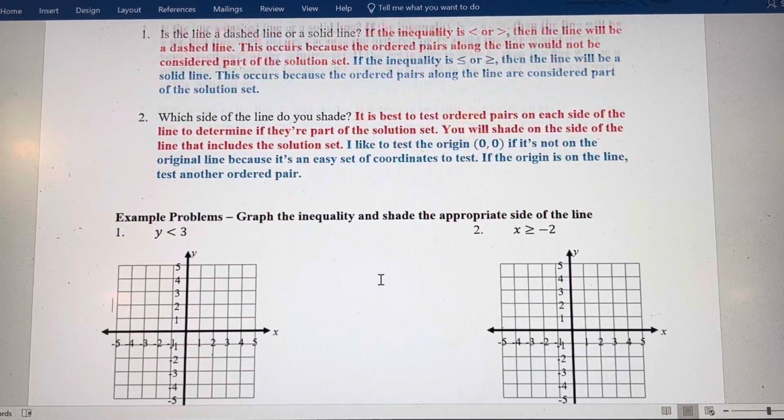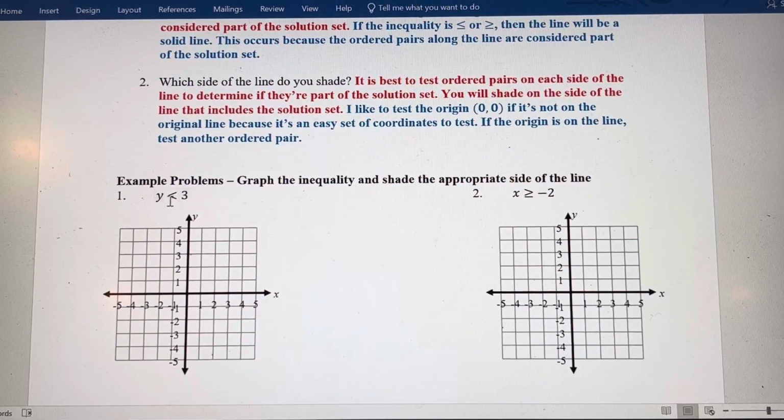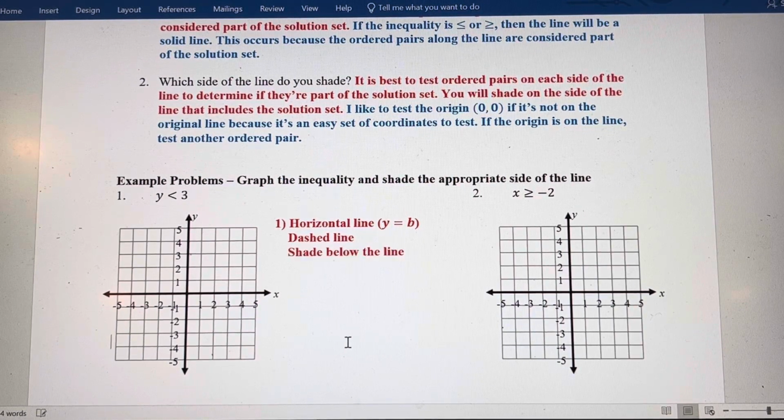All right, so let's look at examples 1 and 2 here. We've got some basic lines here: y is less than 3 and x is greater than or equal to -2. So first off, we've got to remember with y, we're going to have a horizontal line. Y equals some number is going to be horizontal. The inequality symbol is less than, not less than or equal to, so our line is going to be dashed. And y less than 3 means below that, so we're going to shade below the line.